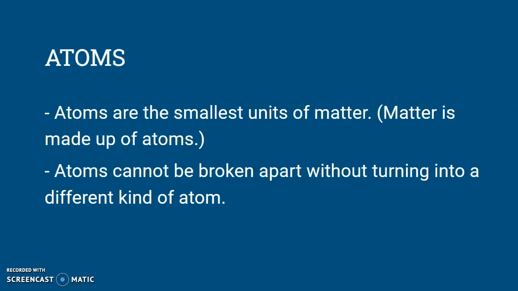So let's talk about atoms. Atoms are the smallest units of matter. Again, matter is made up of atoms. Atoms cannot be broken apart without turning into a different kind of atom. More on that later. Anything you can see around you, if you break it down to its smallest possible part, it's an atom.